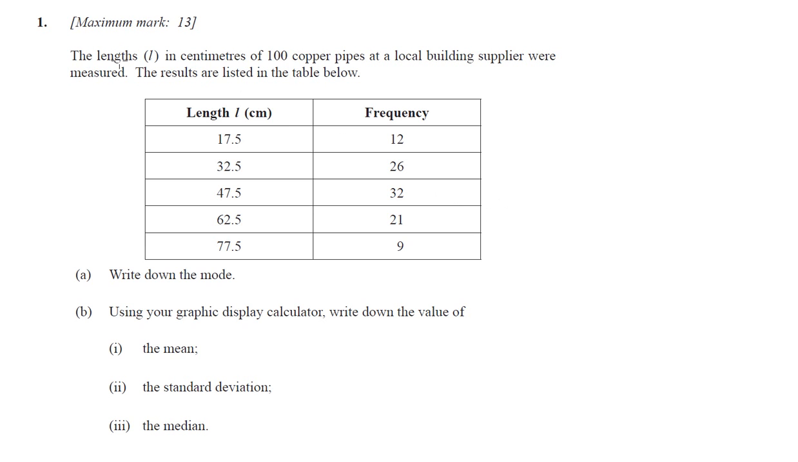All right, so first one: lengths L in centimeters of 100 copper pipes at a local building supplier were measured. The results are given in the table below. Part A is find the mode.